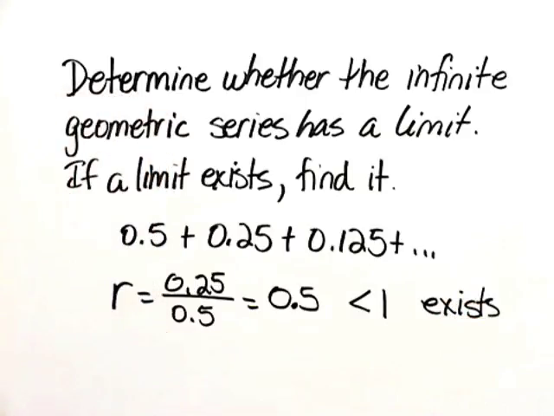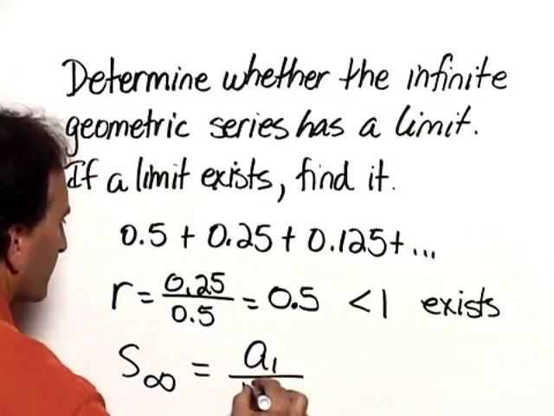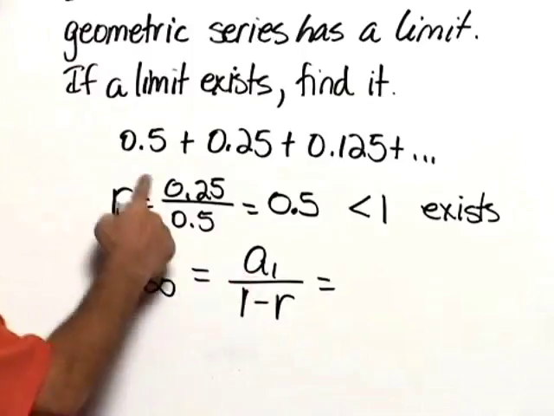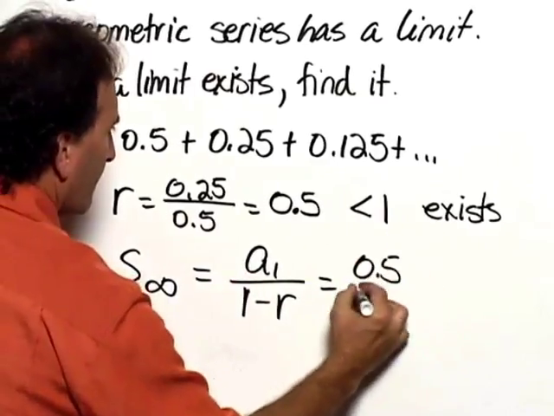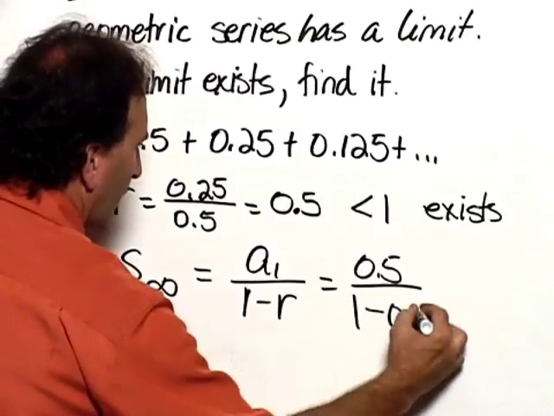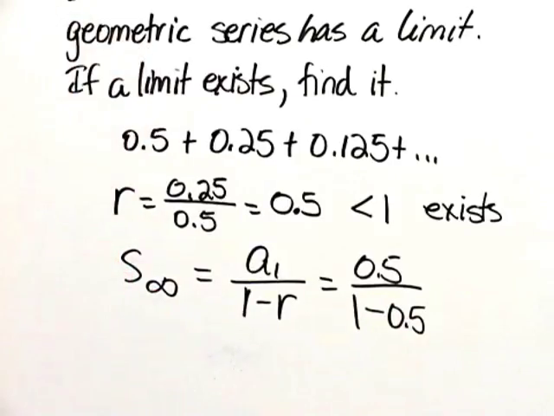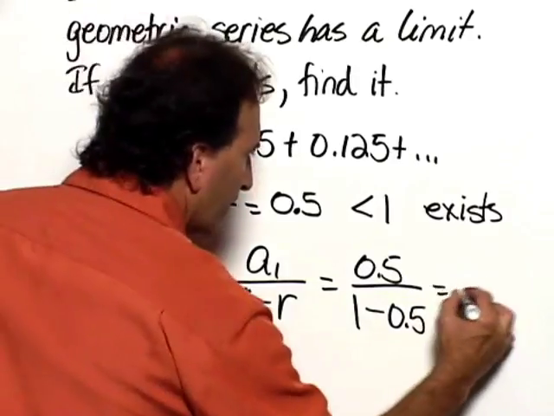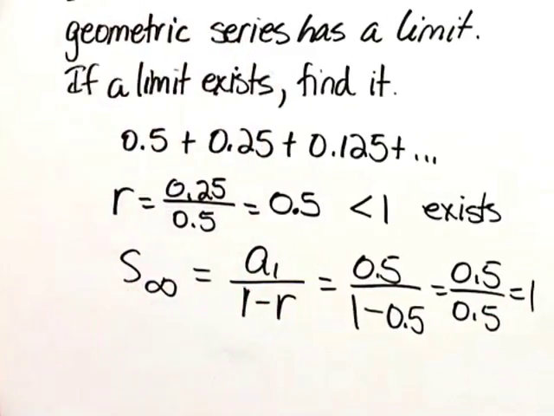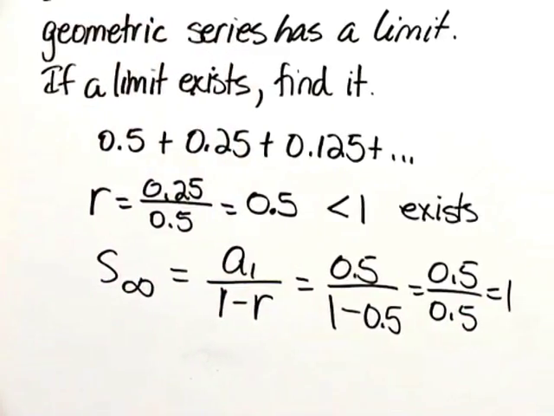So now to find the limit, we use the formula S sub infinity is equal to a sub 1 divided by 1 minus r. In this case, a sub 1 is 0.5. And then 1 minus r, r happens to also be 0.5. Well, that's equal to 0.5 divided by 0.5, which is equal to 1. So the limit for this series is 1.